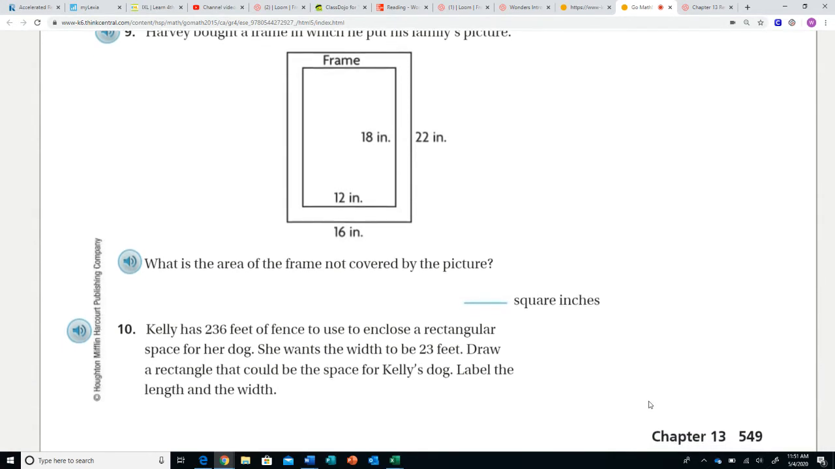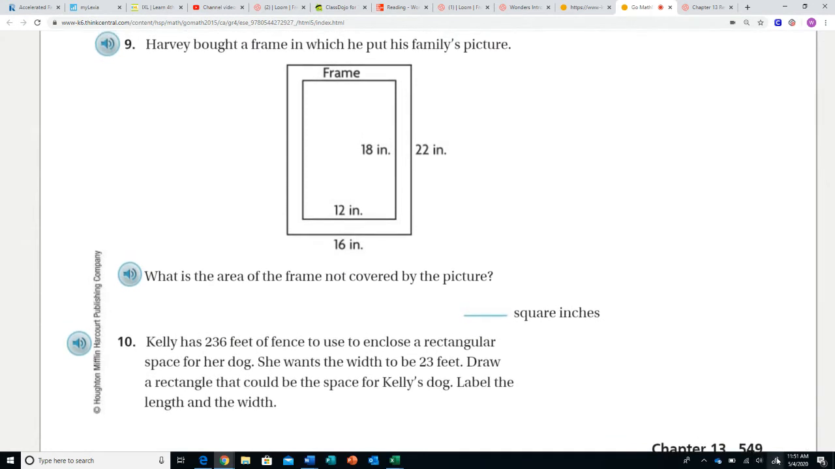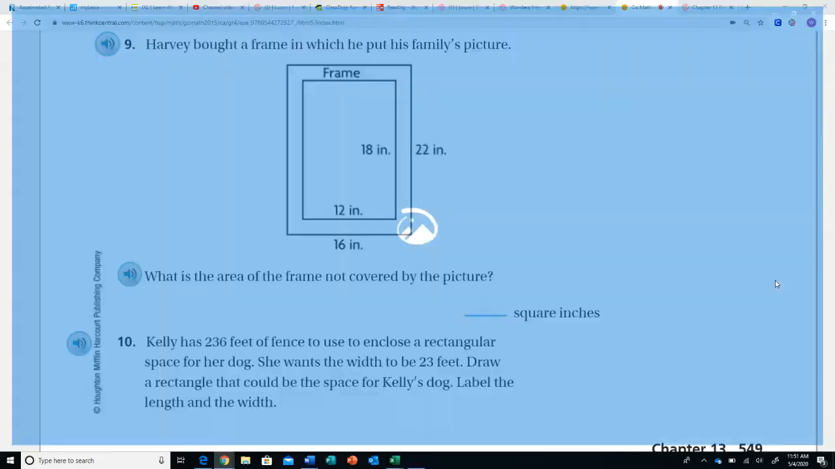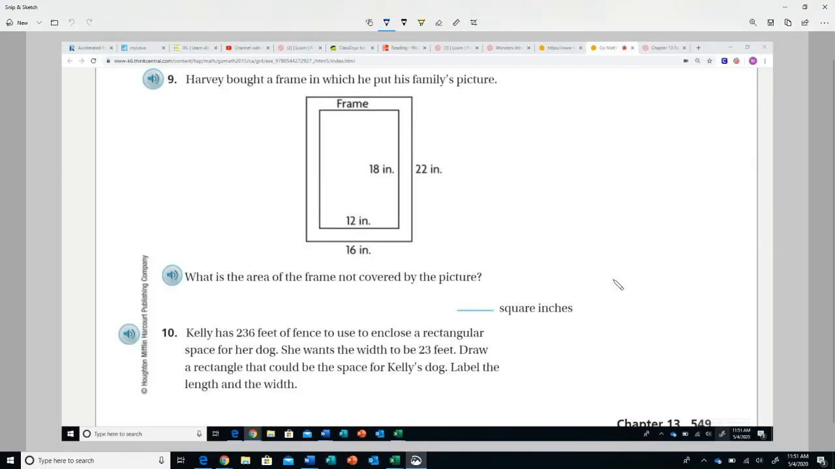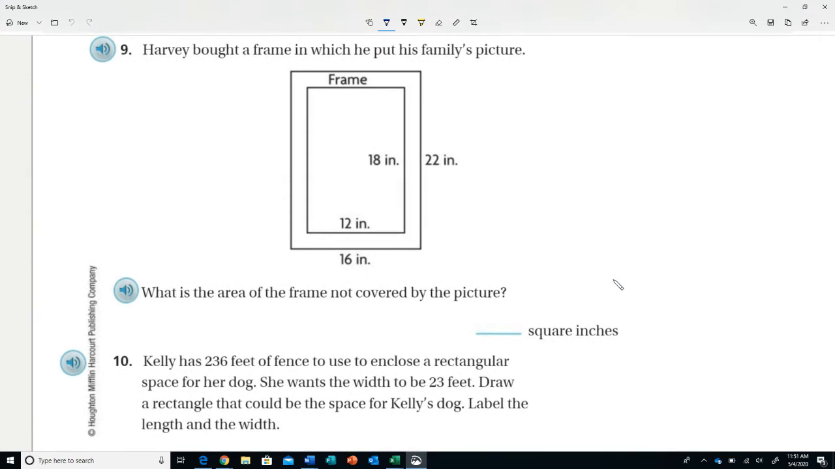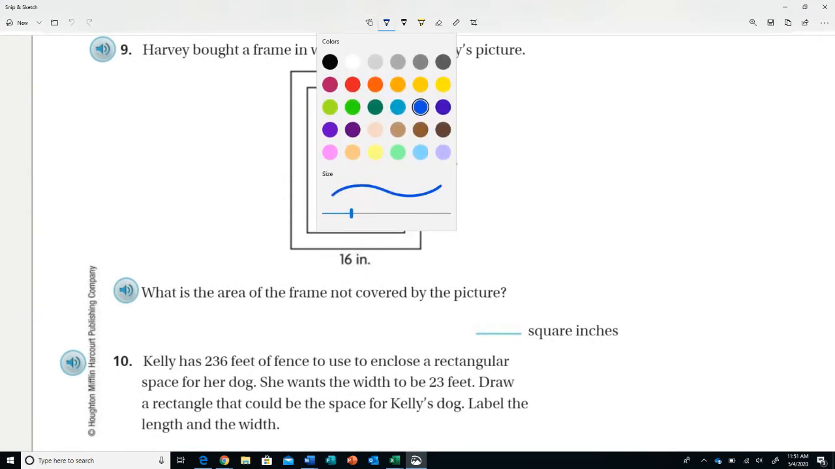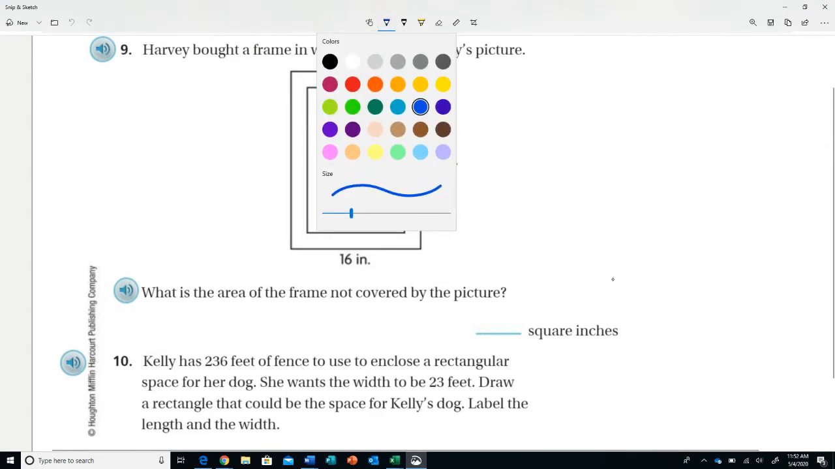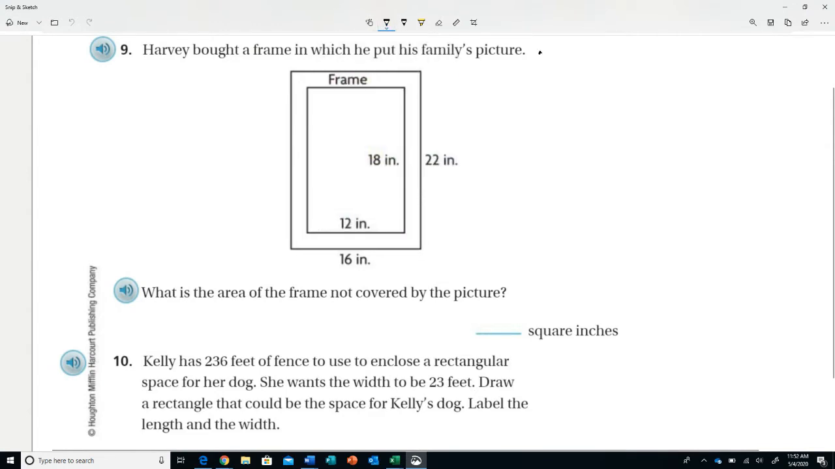Let's see if I can get 9 and 10 both in here just fine. I think the multi-step questions tend to give us more trouble. So just to kind of simplify this up a little bit. No, it did not do what I wanted it to. Still not. There it goes.